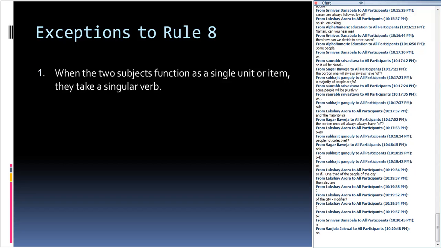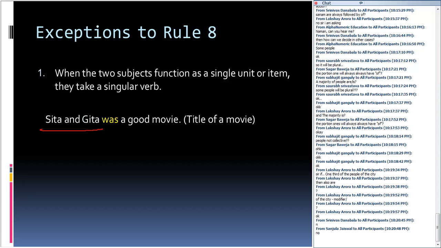Now, what is the meaning of this? The meaning is something like this. अगर आप ये कहते हो सीता एंड गीता was a good movie, ये सीता एंड गीता एक्चुअली एक मूवी का एक नाम है. Even though सीता एंड गीता है, this is the name of one movie. That is why you use the word was and not were. Okay.